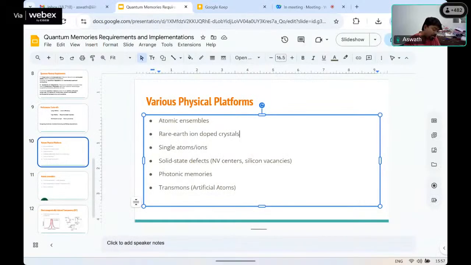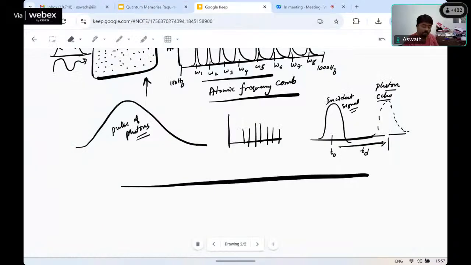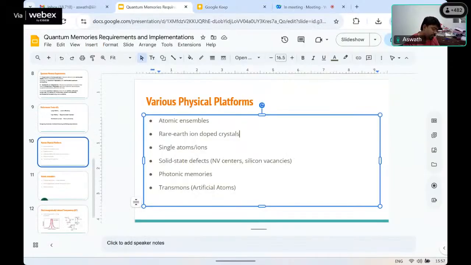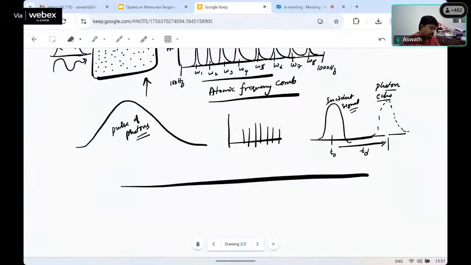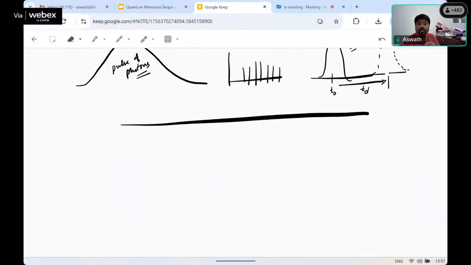So what is the other thing? Solid state defects. Ions we already just discussed. Okay, there is something called NV centers. So what are NV centers? Nitrogen vacancy centers. Okay, so I have 5 minutes. We'll finish photonic memories, transmons and NV centers in the next 5 to 10 minutes, and then we'll take a break and we'll come back. Okay. So let's talk about NV center memories.